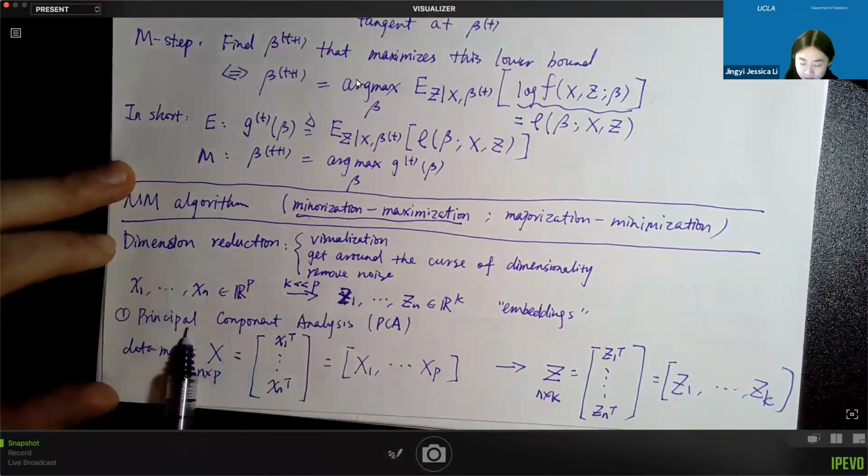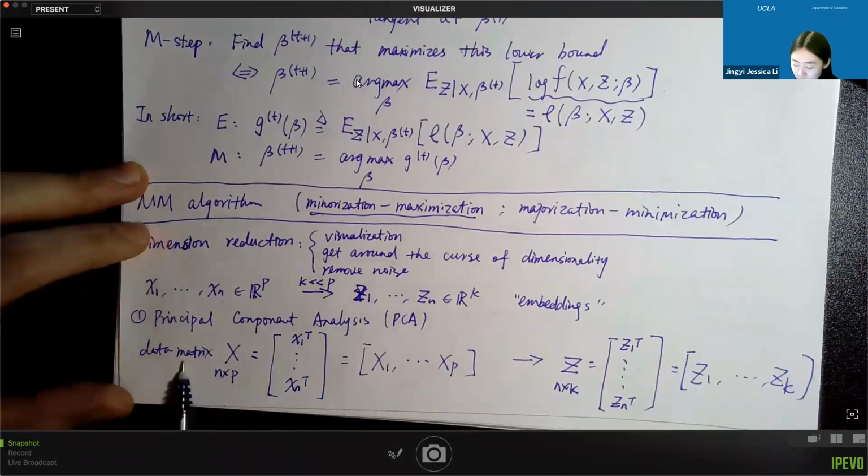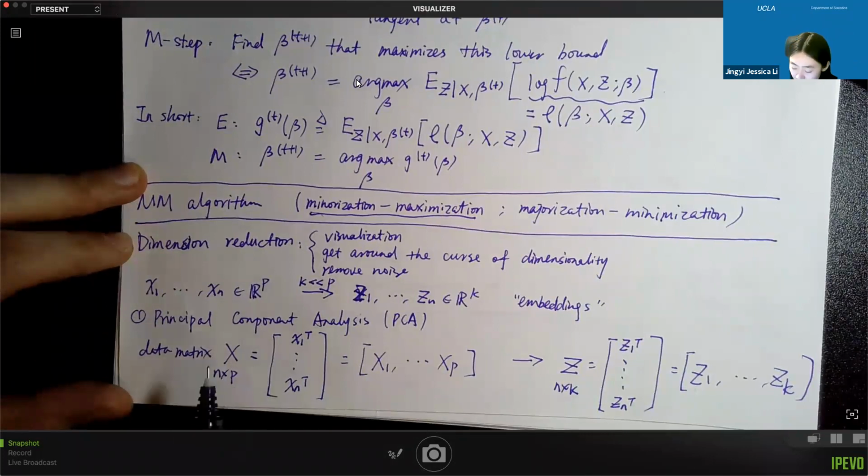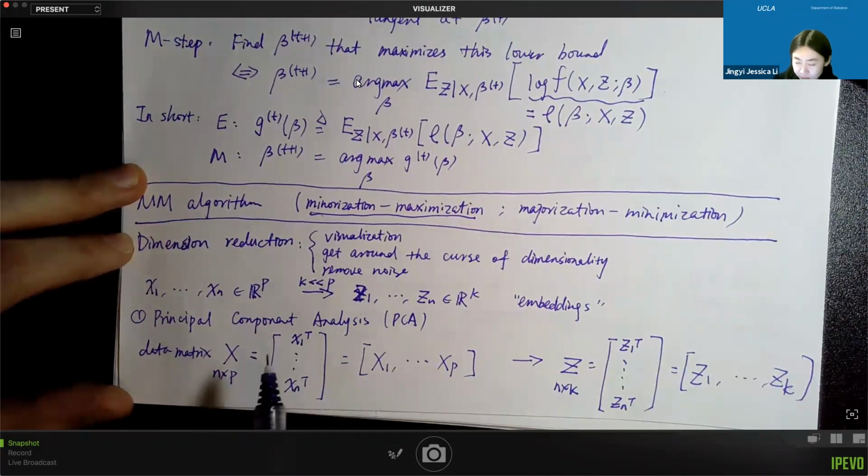For unsupervised learning, our input is always only a data matrix or feature matrix, where you have rows as n data points, or in statistics, we call them n observations. The columns correspond to p features. So it's an n by p matrix.